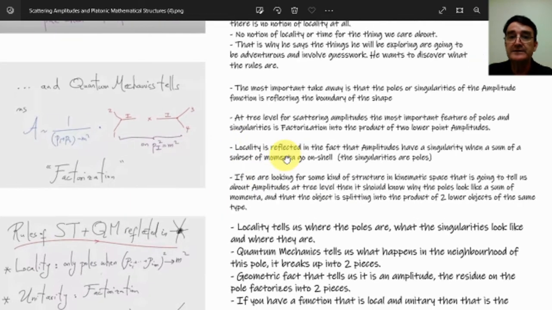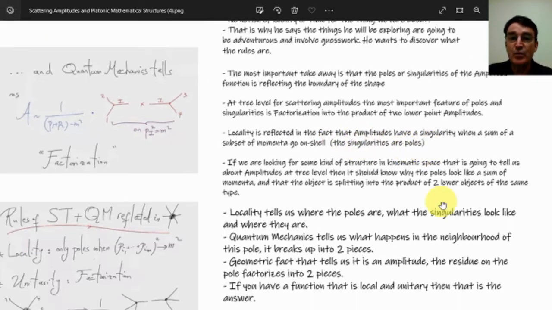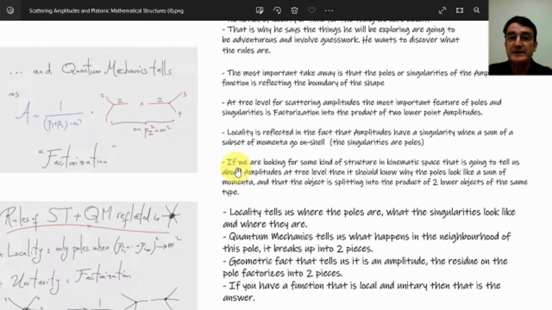So he says locality is reflected in the fact that amplitudes have a singularity when a subset of the momenta go on shell, that the singularities are poles. And if we are looking for some kind of structure in kinematic space that is going to tell us about amplitudes at tree level, then it should know why the poles look like the sum of momenta and that the object is splitting into the product of two lower objects of the same type.